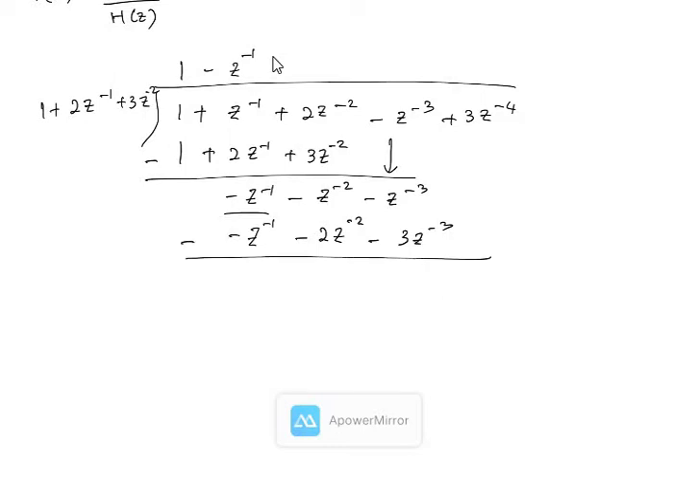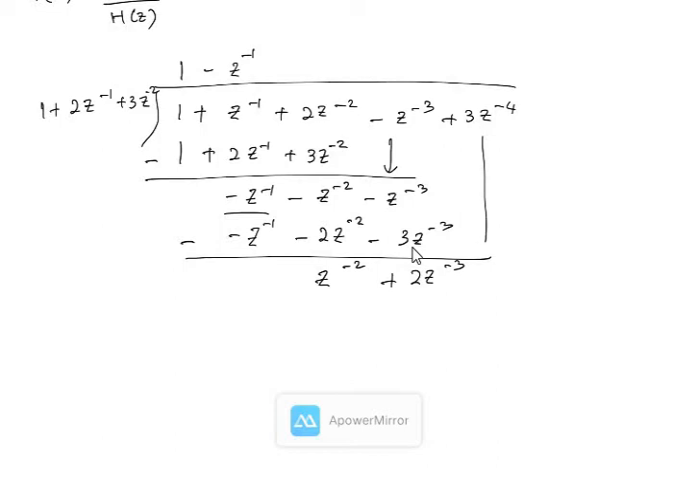So we subtract: negative z^(-1) minus negative z^(-1), they cancel out. Minus 1 here plus 2, so we have positive. And then this one negative plus 3, so you have positive 2.